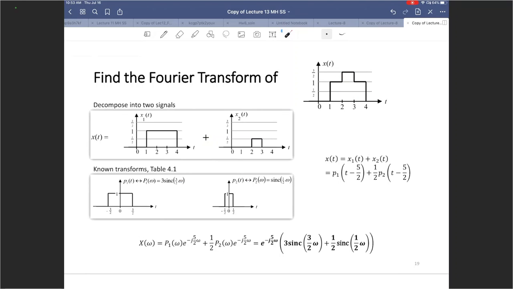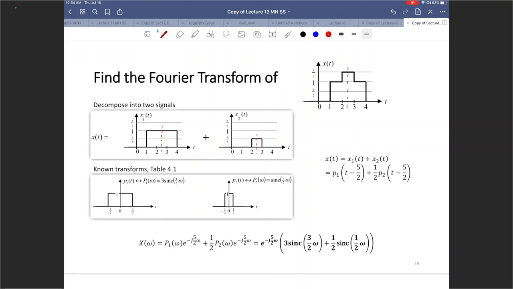No matter which path you take, you will get the same answer for the Fourier transform of this time domain signal. But in this case, it might be easier to work with two signals that are centered at the same point, 2.5. If it is centered at the same point, 2.5, it will help you in terms of simplification later on.